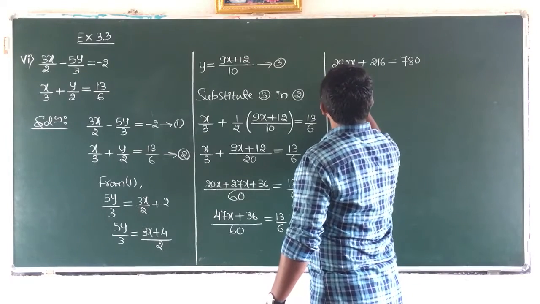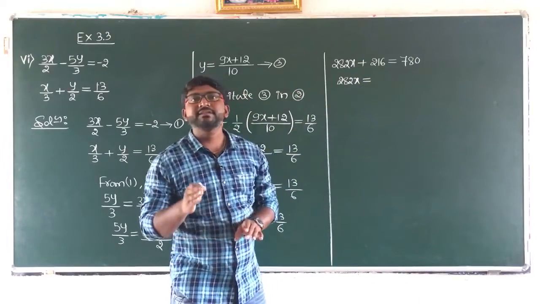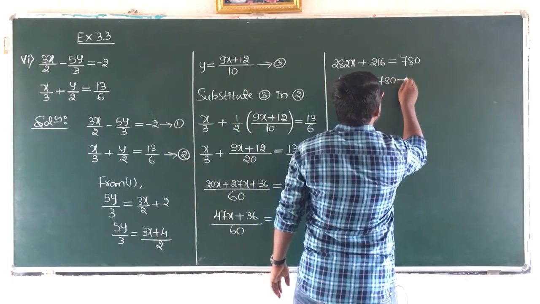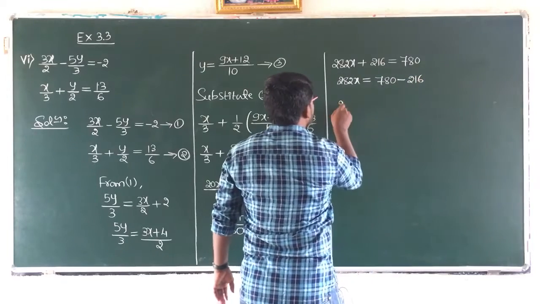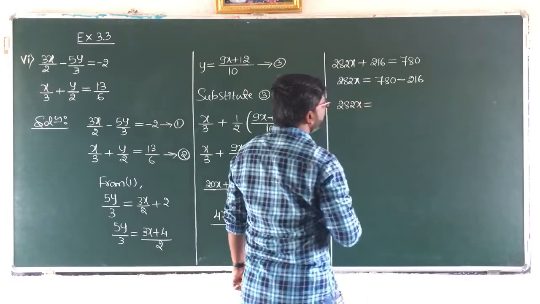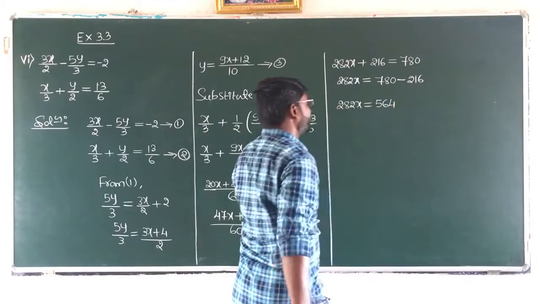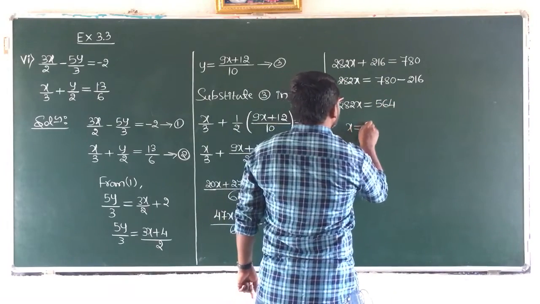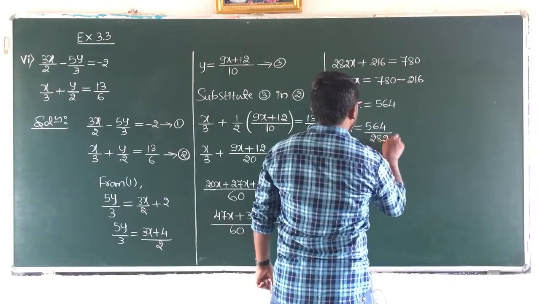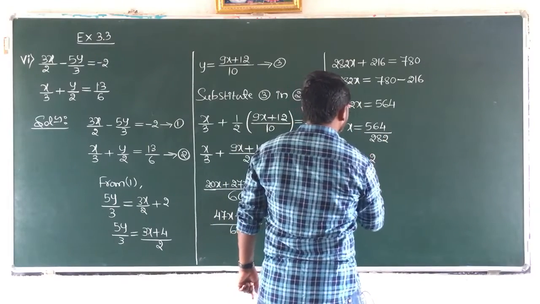282x, now take 216 to the RHS, it becomes minus 216. So 780 minus 216, so 282x is equal to, so how much do we get now? We get 564, then x is equal to 564 divided by 282. So now x is equal to how much do we get now? 2. The value of x is 2.